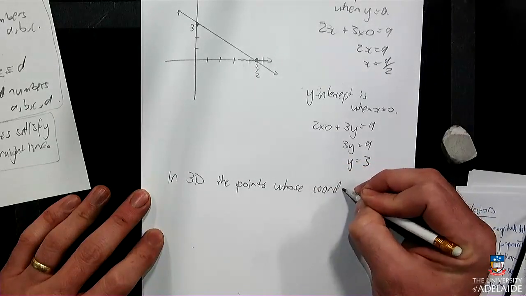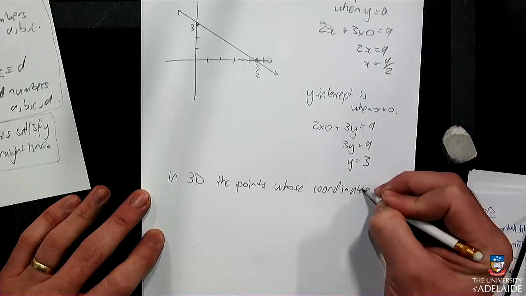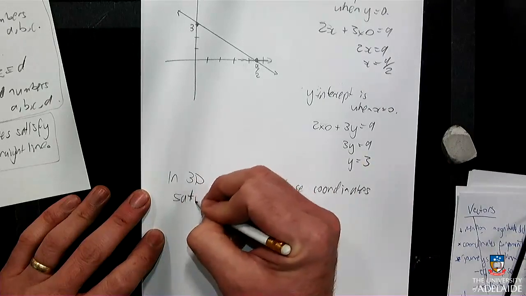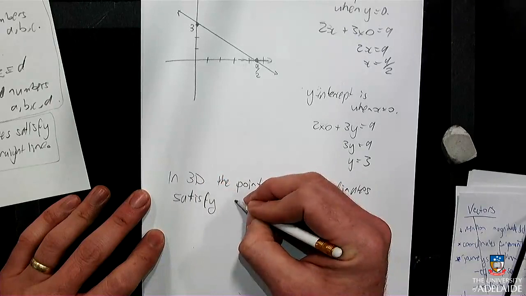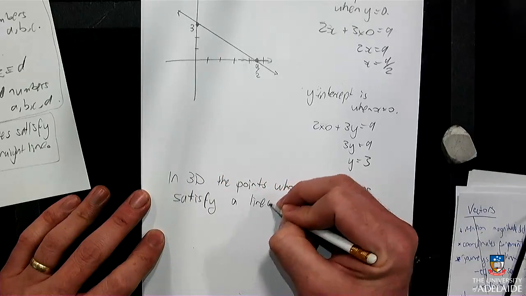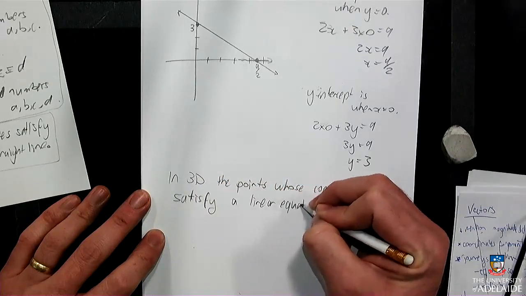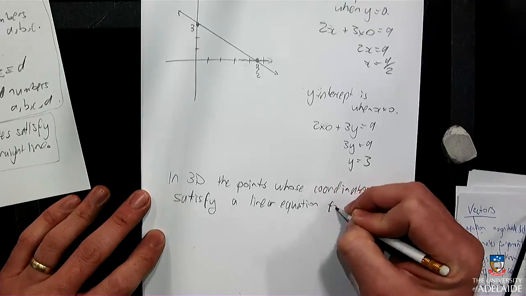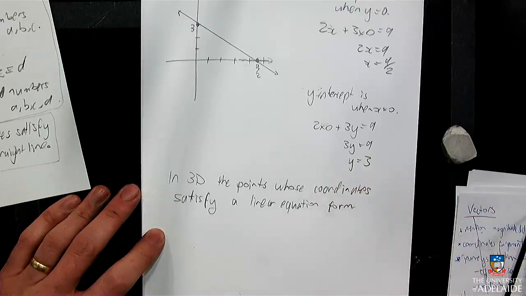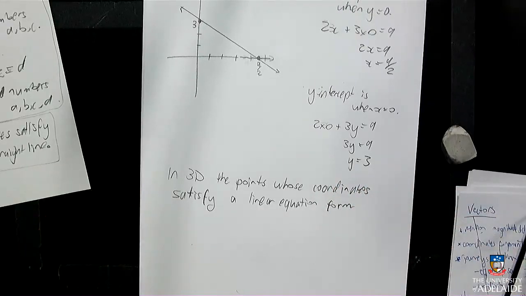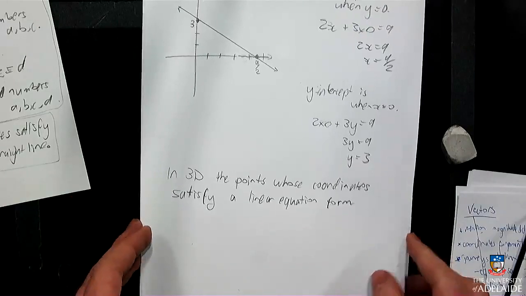In 3D, the points whose coordinates satisfy a linear equation form, well, what do they form? Well, let's do the same trick, right? I'll just leave that on the side.